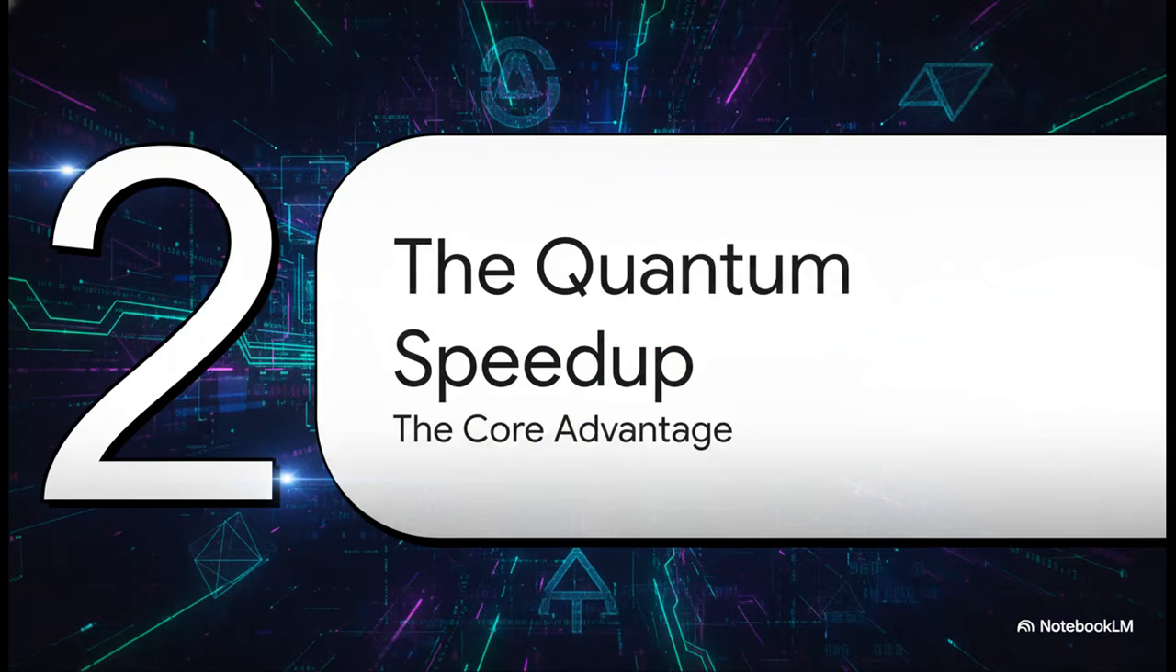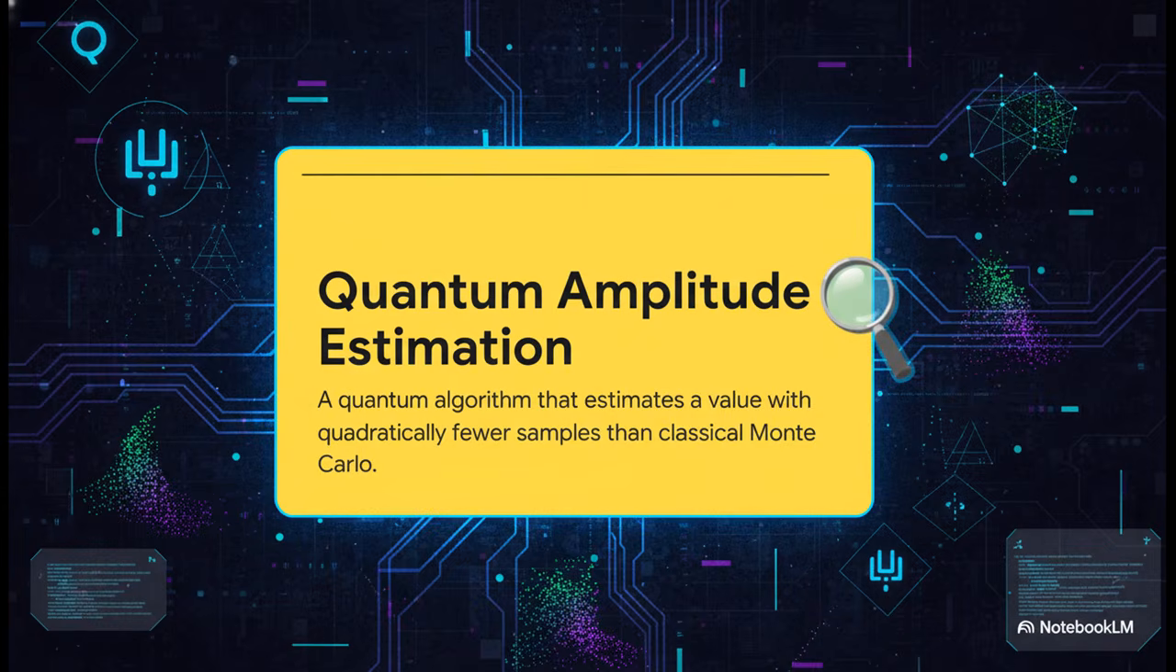So now that we've seen what it is, let's get to the important part, why. Why go through all this trouble to run a quantum kernel for a task like SSAO? What's the real advantage? The magic comes from an incredible algorithm called Quantum Amplitude Estimation, or QAE. The best way to think about it is as the quantum version of Monte Carlo sampling, which is what classical SSAO uses, but this one has a serious superpower.